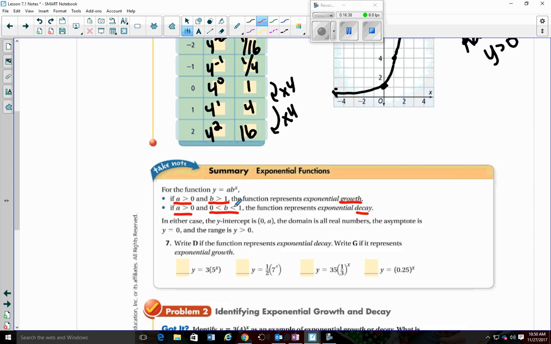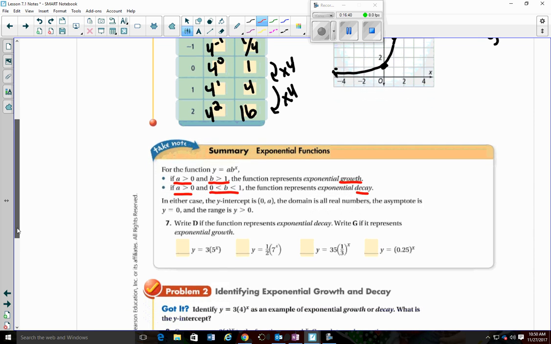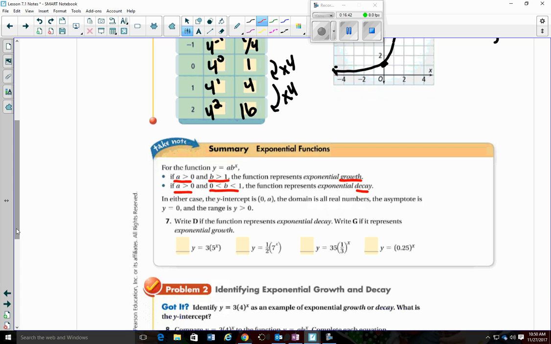So let's use that and see if we can define those for number 7. So y equals 3 times 5 to the x. Is that a growth or a decay?